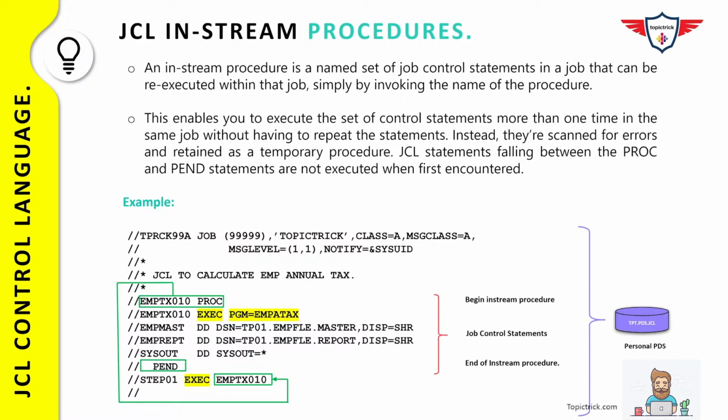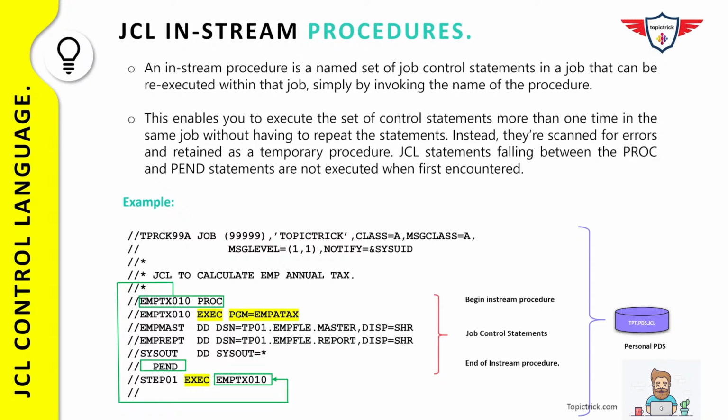However, it is optional, but it is always recommended that you use the pend statement so that you can clearly make out that this is the in-stream proc. And finally, you have step 01, which is an execute statement, and it is invoking the in-stream proc that we have defined in the JCL. Again, it's pretty simple. You just write the step name followed by an execute statement, and then you can specify the proc name, or you can use proc equals proc name.